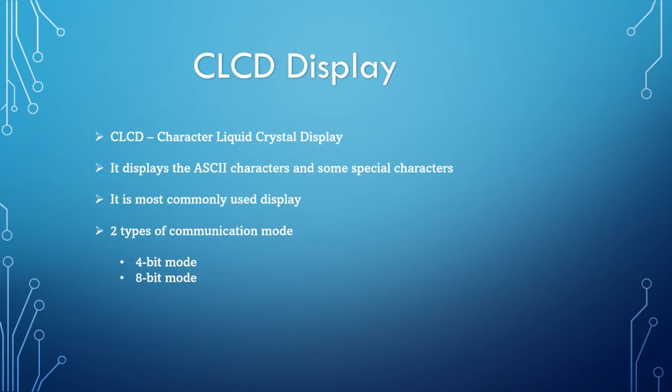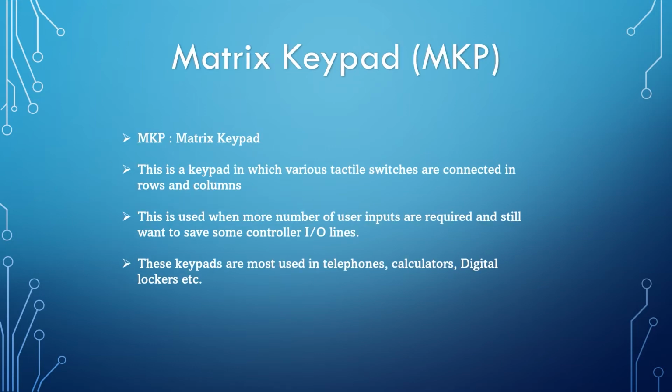CLCD display. It stands for Character Liquid Crystal Display. It displays the ASCII characters and some special characters. It is generally used for display purpose. Matrix keypad. It is a keypad in which various tactile switches are connected in rows and columns. This is used when more number of user inputs are required and we still want to save some controller input-output lines. These keypads are mostly used in telephones, calculators, digital lockers, etc.